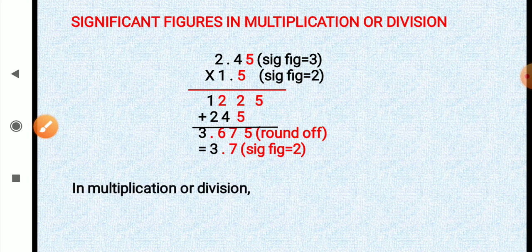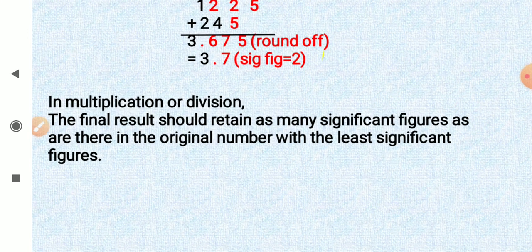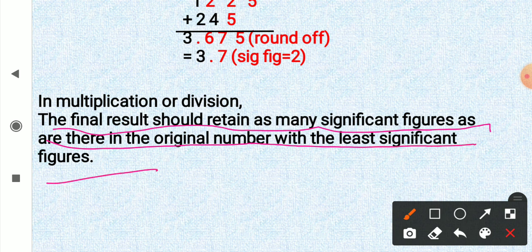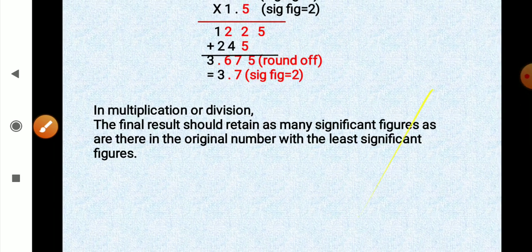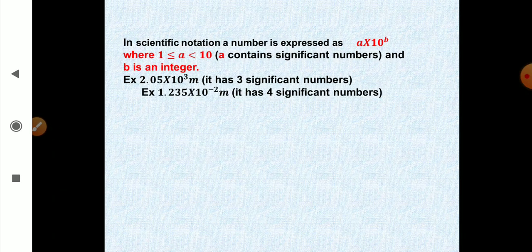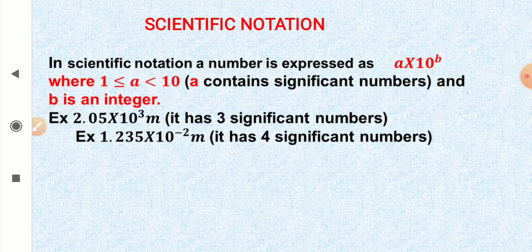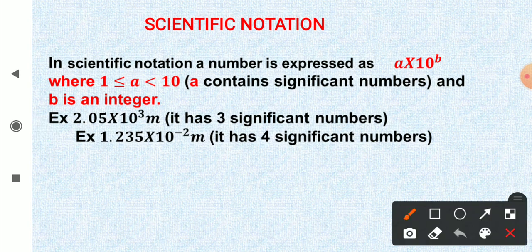So let us look at the rule. In multiplication and division, the final result should retain as many significant figures as there are in the original number with the least significant figures. So this is applicable to both multiplication and division. And let us look at scientific notation. Now, to avoid any kind of confusion, we must report all the results in scientific notation.